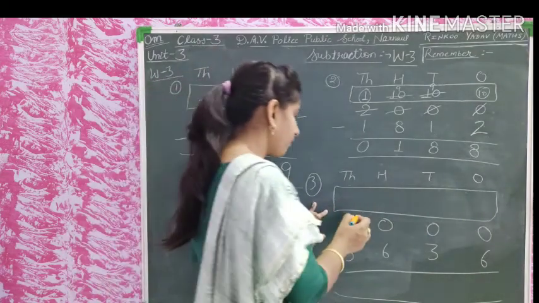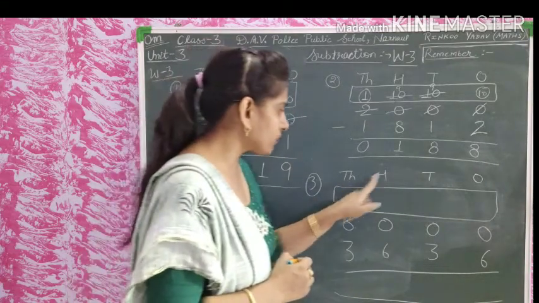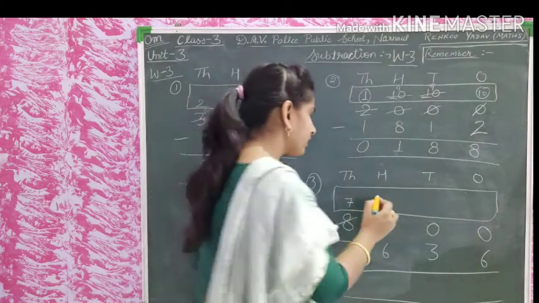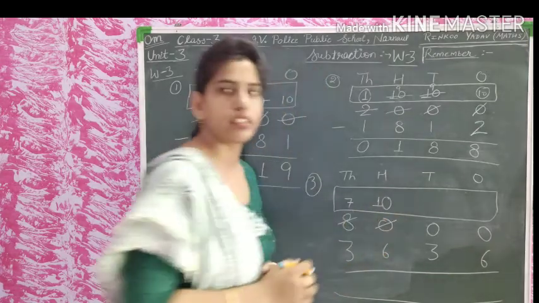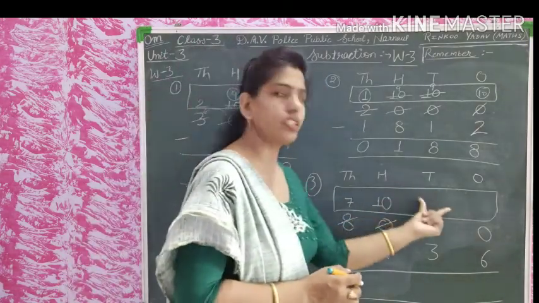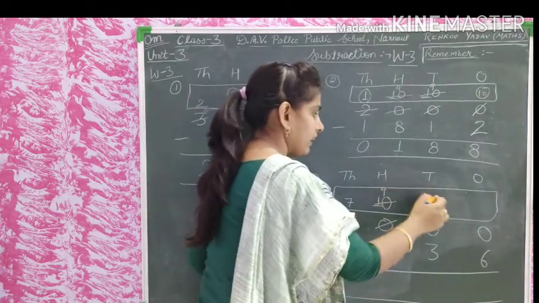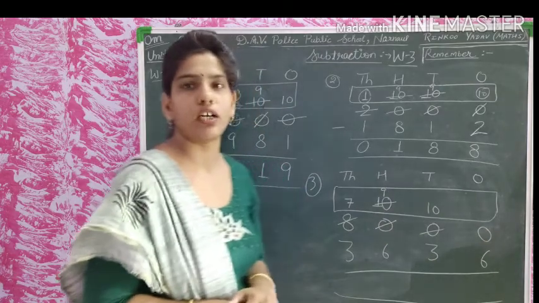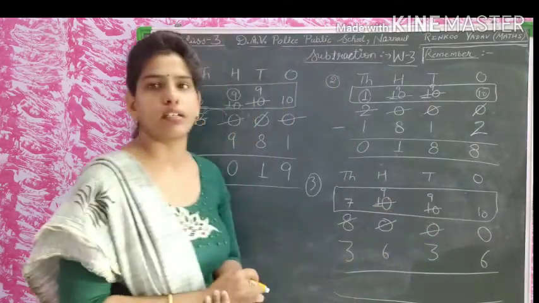If we borrow from this number, it will become 7, and the 1000 borrowed will be given to the hundreds. 1000 is given to 100, it will become 10 hundreds. And now 10 hundreds give one number to the tens. So it will become 9 and this will become 10. Is it clear students? Now again this will give him one number. Now it will become 10 but it will become 9 here.